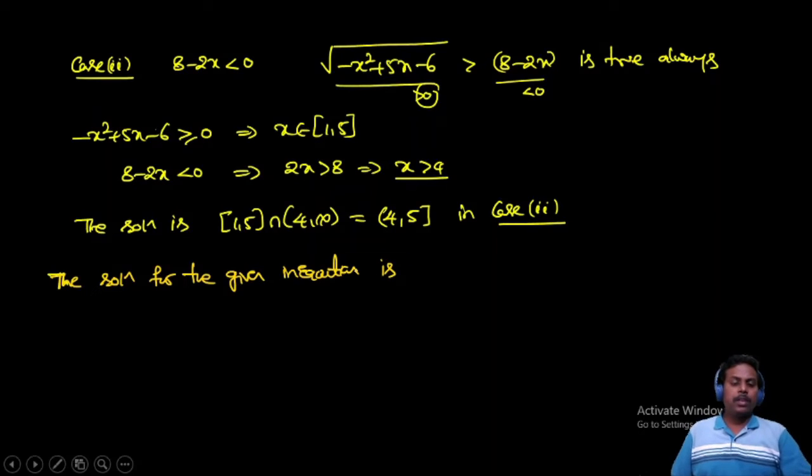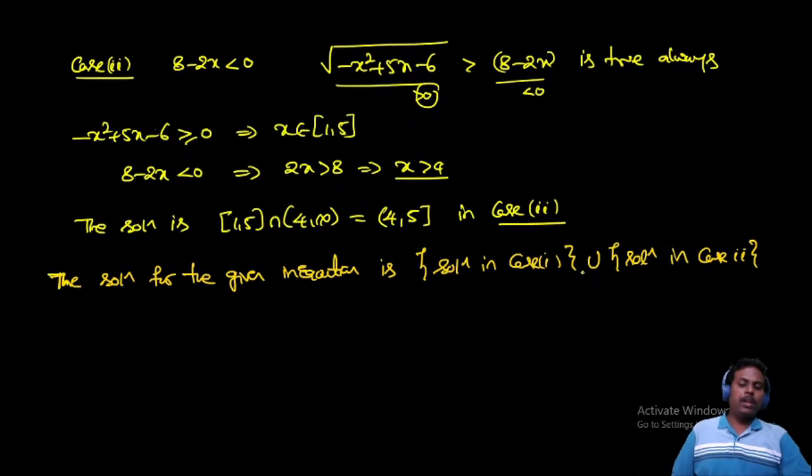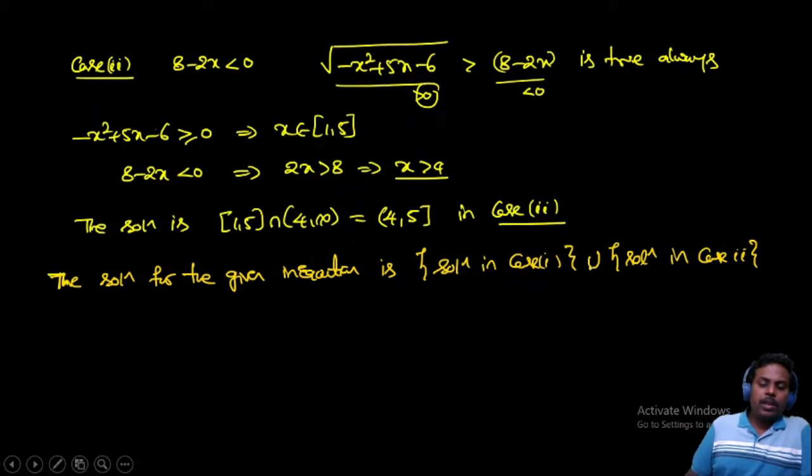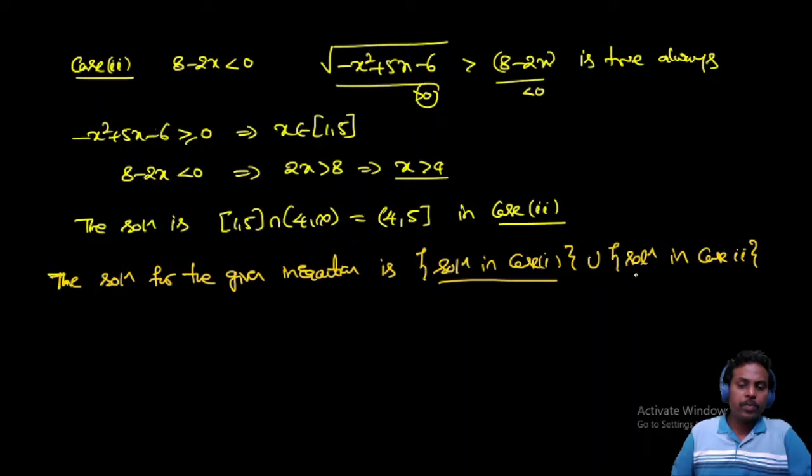So the given inequation is solution in case 1 union and the solution in case 2. So you may get a doubt that why I have taken union instead of intersection here, because these are two different cases, one case 1 or case 2. That's why you have to take the union of it.